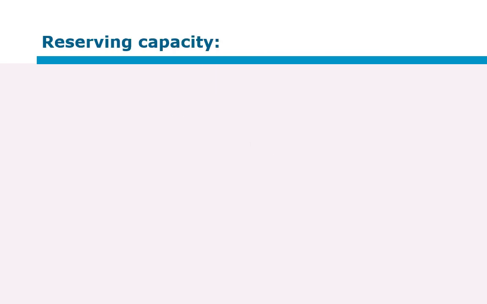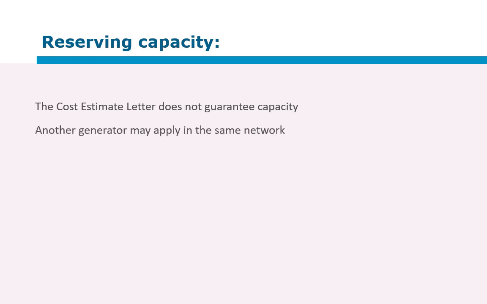So a big debate at the moment is about reserving capacity. So firstly, the cost estimate letter does not guarantee capacity at the proposed point of connection. The cost estimate letter is meant as an input into the feasibility evaluation for the customer. An example could be also that if another generator applies in the same network and they accept the budget quote first, they would get that capacity first. So that would be a first come first served principle.